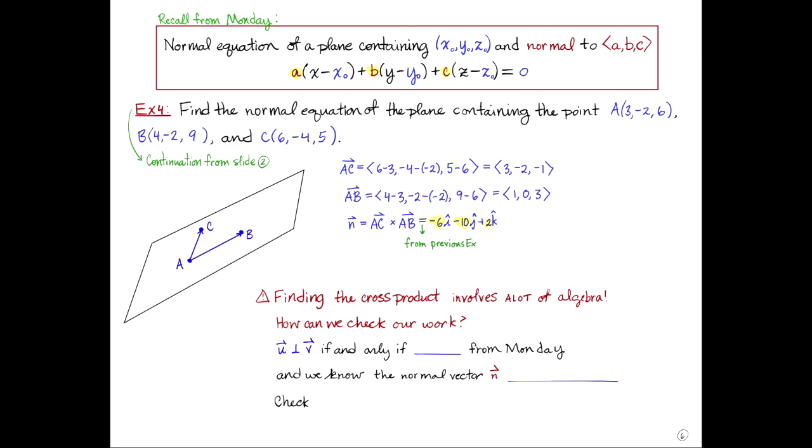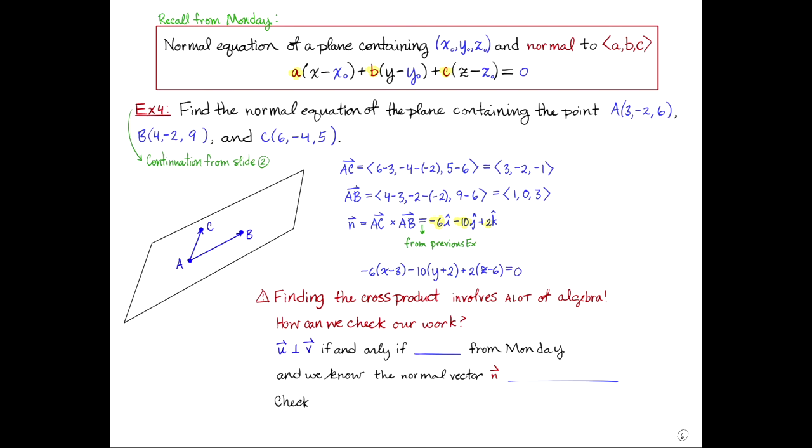And for the point x naught, y naught, z naught, we can use any of the three given points. It doesn't matter. One equation for the plane is negative 6 times x minus 3 minus 10 times y minus negative 2, which gives us plus 2, plus 2 times z minus 6. And that is equal to 0.